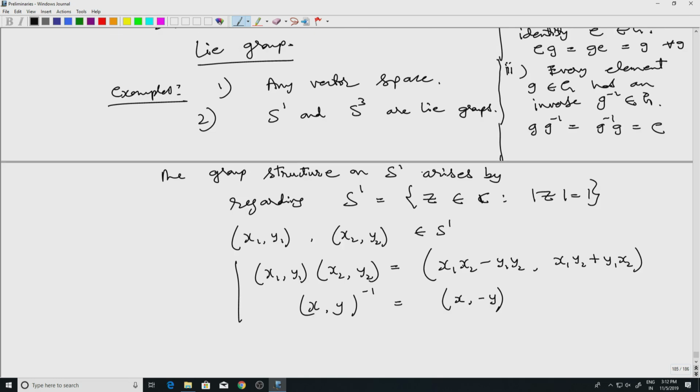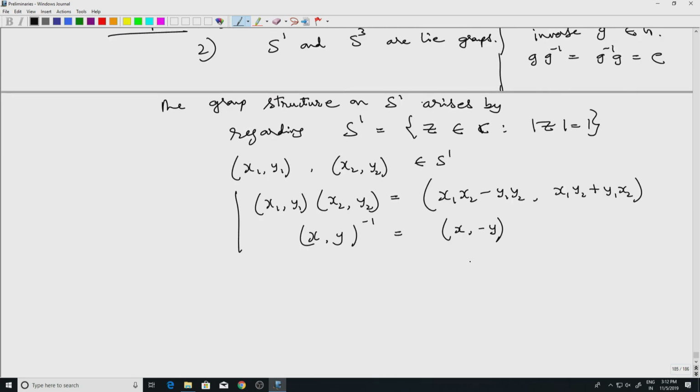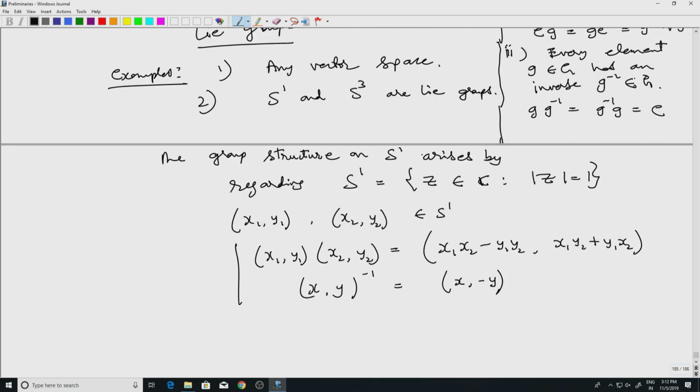The group structure on S3 is, well, again, one can think of S3 as a subset of R4, which is C cross C.